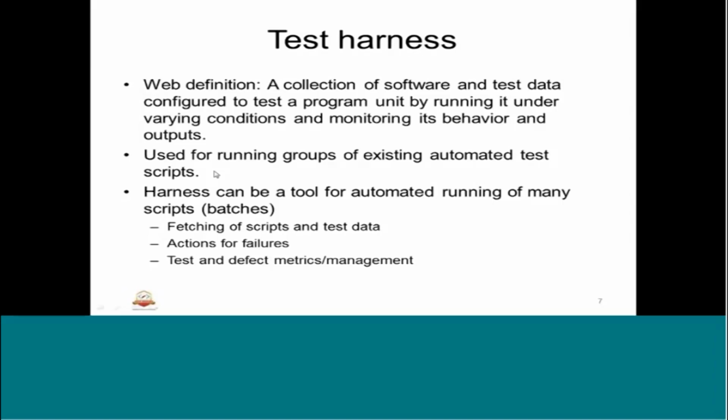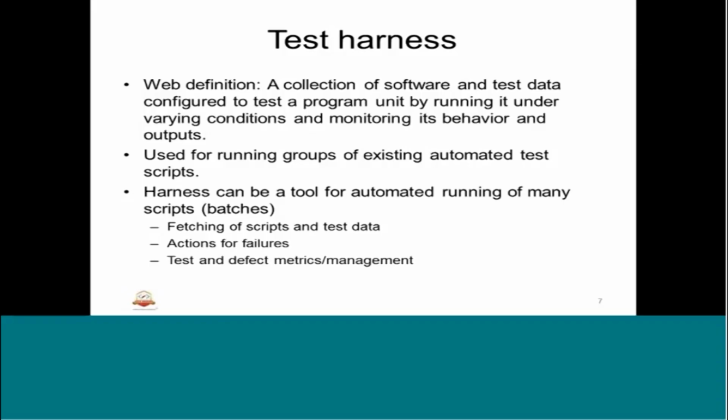It's used for running groups of existing automated scripts. That means once we have individual tests done, we should be able to run them in a speedier way. That means we can group the existing tests in a batch sort of a mechanism where the environment or the test harness will support. So the harness itself can be a tool for automated running of many scripts. As I said, we can create batches of scripts, and that batch can be run on the harness in a consistent and continuous manner, so that the testing will be speedier, and a lot of automation is involved here.